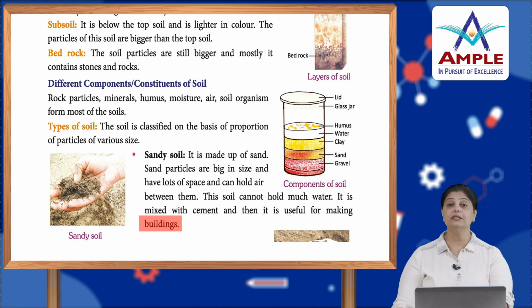You know that plants cannot grow in this type of soil because plants require water for growth, and if you use sandy soil they will not survive. Now, this soil is mixed with cement. You must have seen at construction sites around your house that they mix the sandy soil with cement, and then it is used for making buildings.